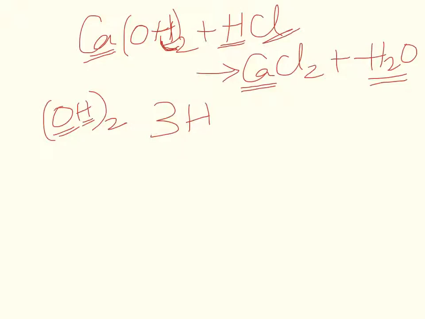Chlorine: one chlorine on the reactant side and two chlorines on the product side. Chlorine is also not balanced. Two oxygens and one oxygen, so oxygen is also not balanced.